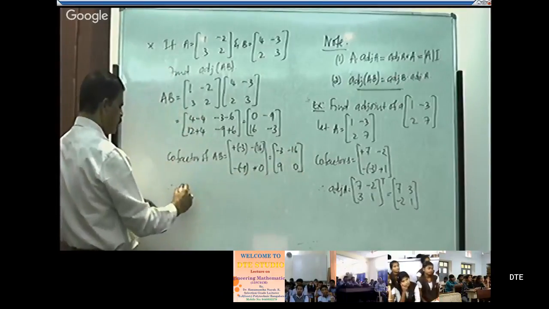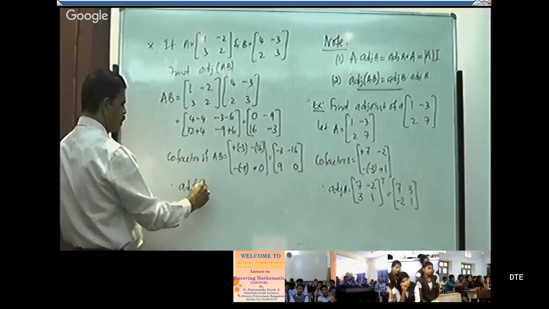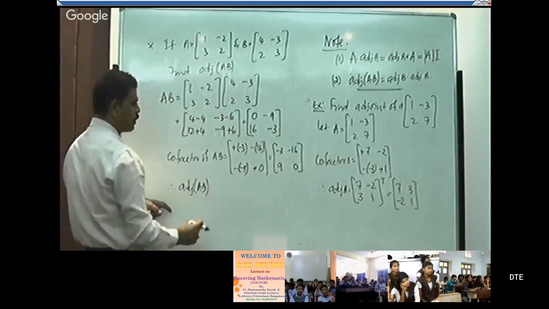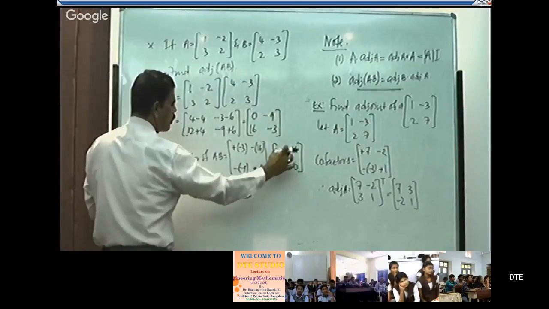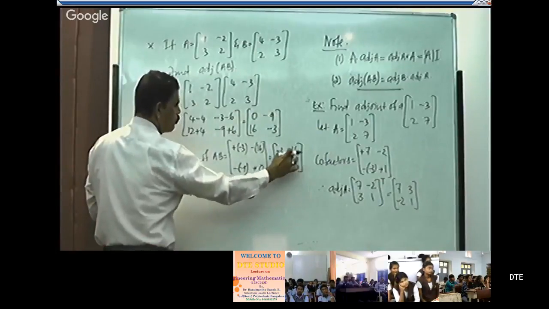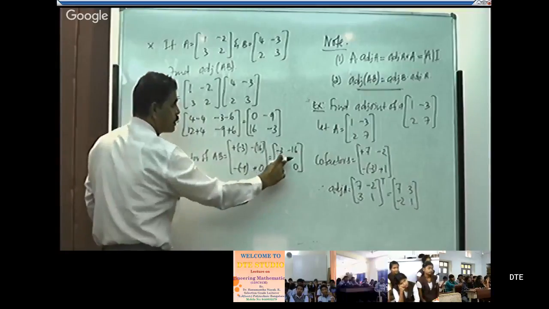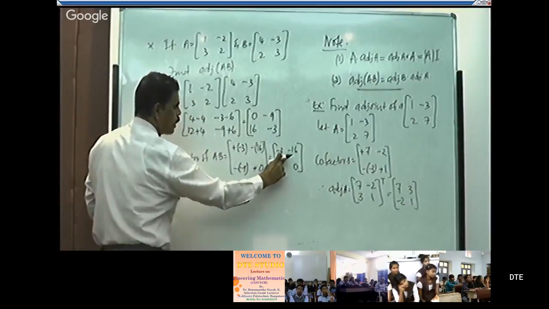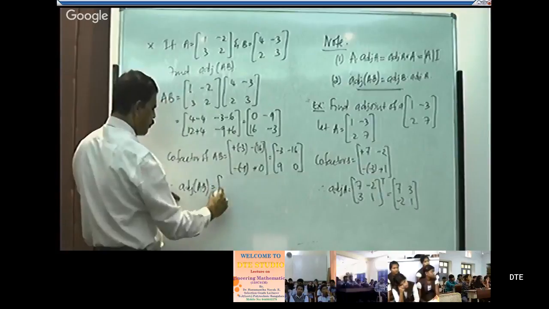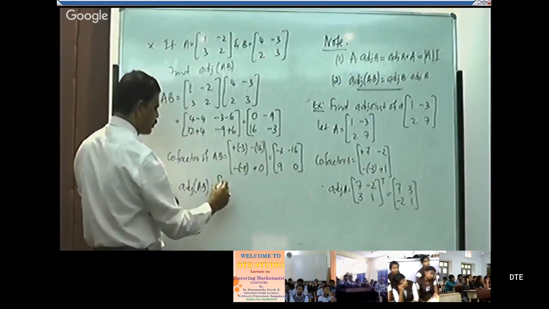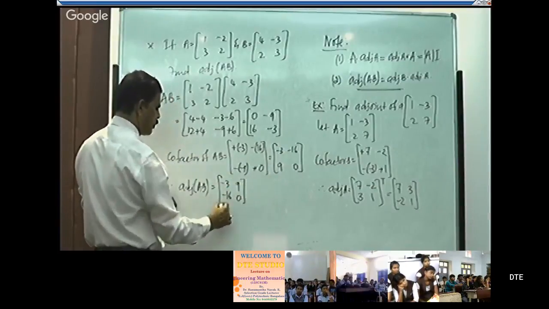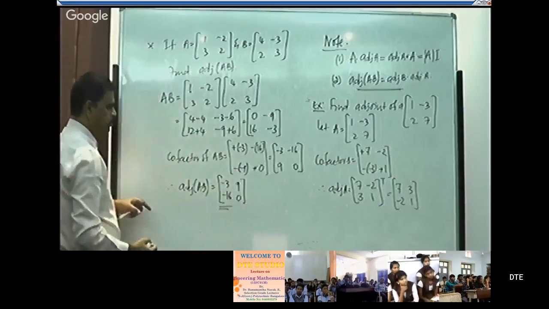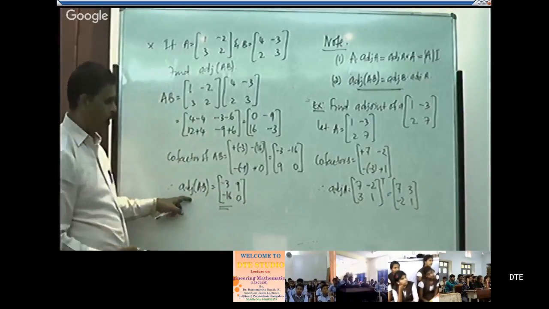Therefore, adjoint of AB. Which is AB? This one is AB. Whose cofactor is this one. Now what to do? To get adjoint, we need to transpose it, right? Just make rows into column. First row is what? -3 -16. That will become first column. Second row is what? 9 0. That is made as second column. That is the transpose. It is adjoint of A into B.